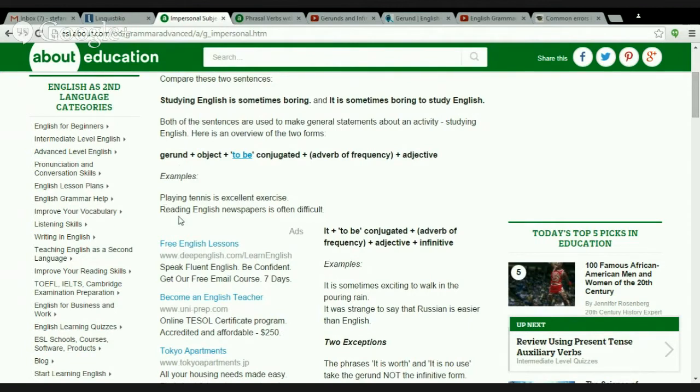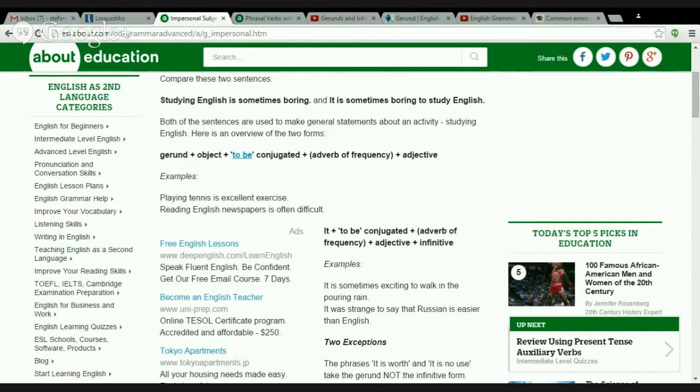So gerund, reading, object, English, to be conjugated, reading English newspapers. Oh, English newspapers is the object, is, and then adverb of frequency, often, and then adjective, difficult. Good. Then we have down here it plus to be conjugated plus adverb of frequency plus adjective plus infinitive.